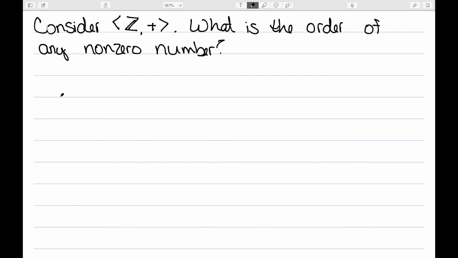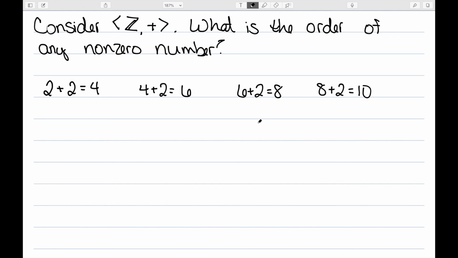Let's consider the integers under addition. I want to know the order of any non-zero number. As an example, let's use 2. Since this is additive, we would need to do 2 plus 2 is 4. 4 plus 2 is 6. 6 plus 2 is 8. 8 plus 2 is 10, and we could keep going. But the identity here is 0, and it doesn't matter how many 2's we add together, we would never get 0. And that's true for any integer. No matter how many times you add it to itself, you would never get 0. So the order of 2 or any other non-zero number would be infinite.